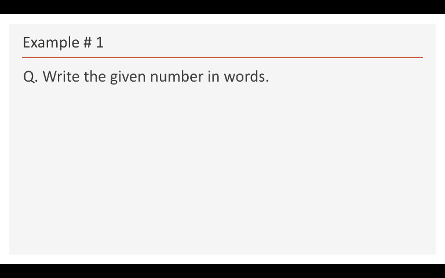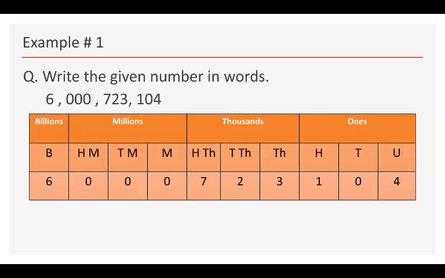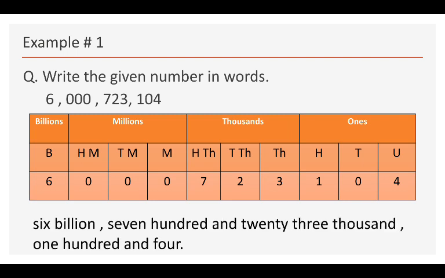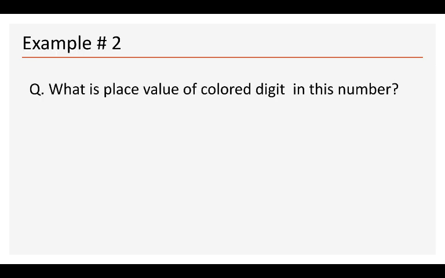Let's do example number 1. The question is, write the given number in words. Whenever you are going to write a number in words, the very first step is to write down the place values. The given number is 6,000,723,104. So how are we going to write it in words? It becomes 6 billion. As there is no digit in the millions period, next is 723,104.